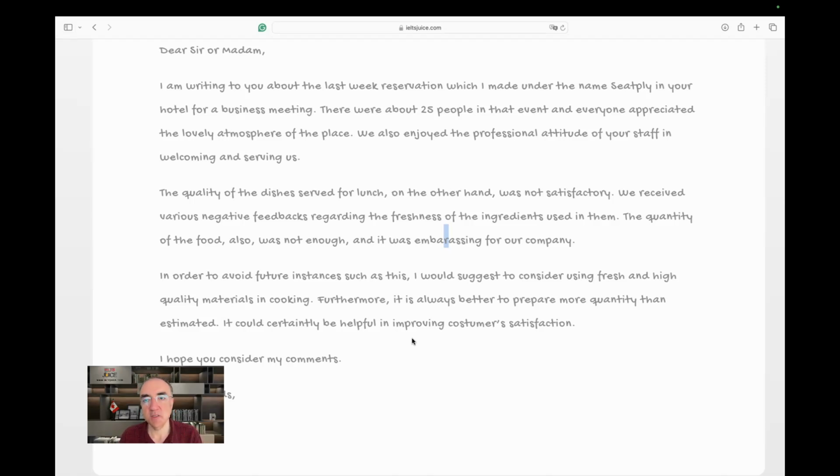Use fresh ingredients. I wouldn't use the word materials for cooking. Yeah, foodstuffs, or you can say foodstuff, or you can say ingredients. Furthermore, it is always better to prepare more quantity than estimated. Oh, maybe not the quantity. Maybe we're not talking about portion.